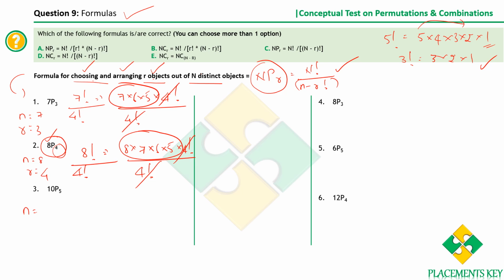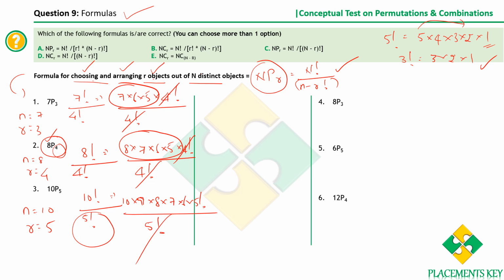10P5. So n is equal to 10, then r is equal to 5. So the formula is 10 factorial by (10 minus 5), that is 5 factorial. So let me expand it. 10 into, sorry, 9 into 8 into 7 into 6 into, we'll stop with this, right? And we write just 5 factorial because we have a 5 factorial in the denominator. 5 factorial is gone. We have 10 into 9 into 8 into 7 into 6.